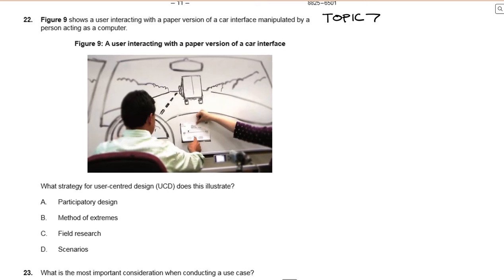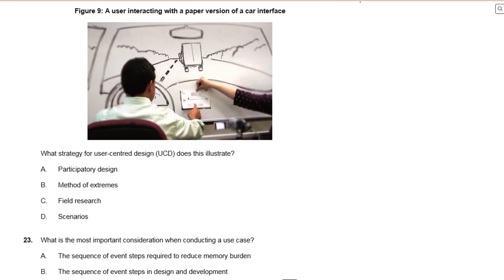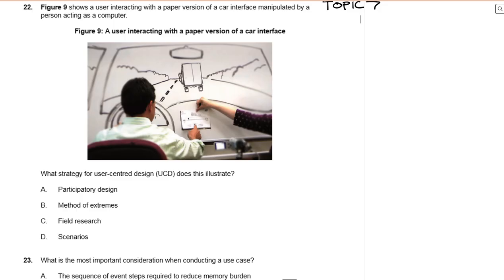It shows a user interacting with a paper version of a car interface manipulated by a person acting as a computer. Which strategy for user-centered design does this illustrate? So immediately I'm thinking this is participatory design, right? That is the definition for participatory design. It's, I believe, something about using a paper version of a product to sort of walk through how someone would use this product.